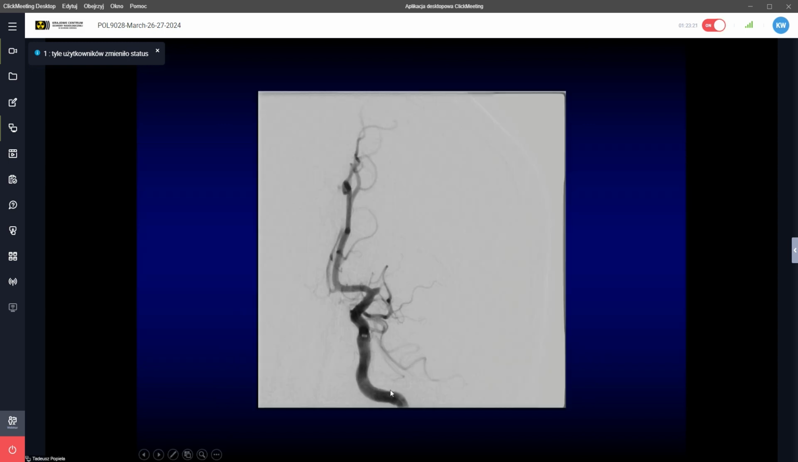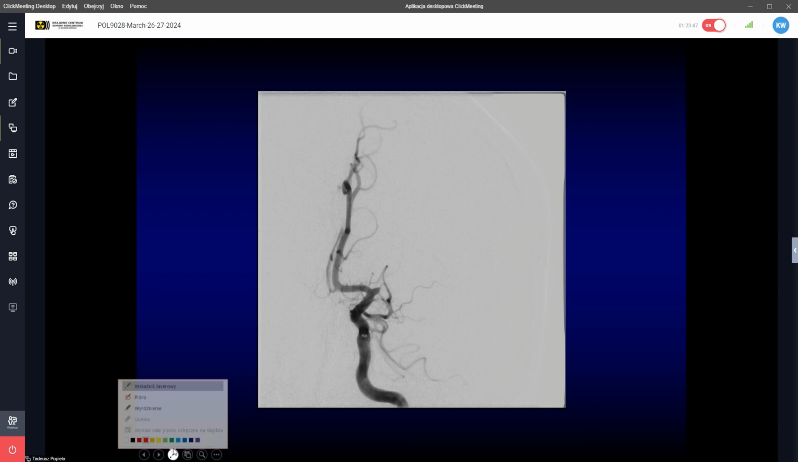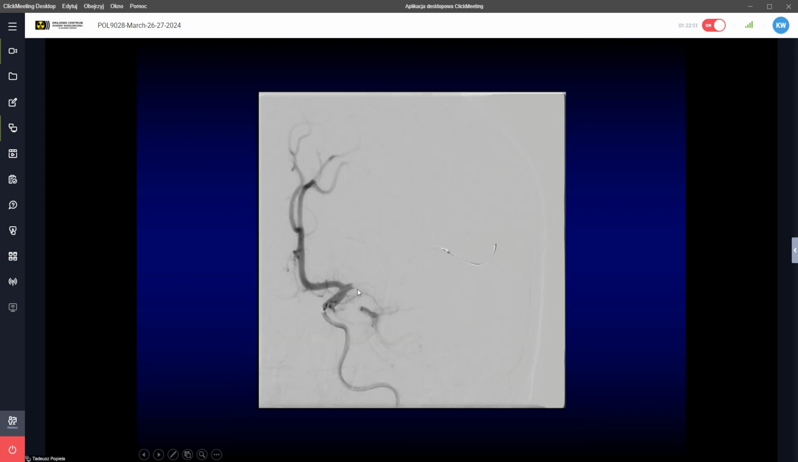So again we perform DSA, and you can see here the internal carotid artery on the left side. There is the bifurcation of this artery. Usually here is the middle cerebral artery, which is closed. Here we say that it's an amputation of the MCA. Here is the tip of our catheter, and we decided to go for a stent retriever.